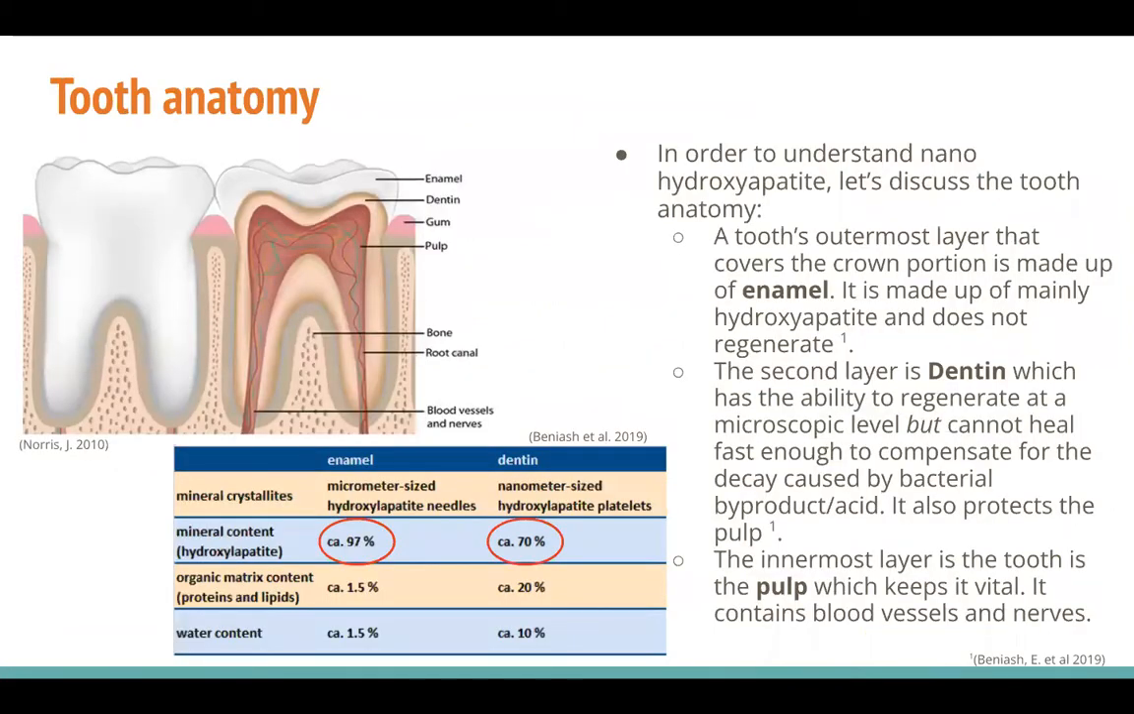So in order to understand nanohydroxyapatite a little bit better, we want to discuss the tooth anatomy. A tooth's outermost layer that covers the crown portion is made up of enamel. It's made up mainly of hydroxyapatite, about 97%, which you can see in the chart below, and it does not regenerate. The second layer is dentin, which has the ability to regenerate at a microscopic level, but cannot heal fast enough to compensate for the decay caused by bacterial byproducts that are also going to affect the pulp, which is the innermost layer, containing blood vessels and nerves.